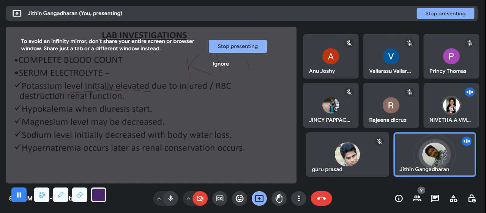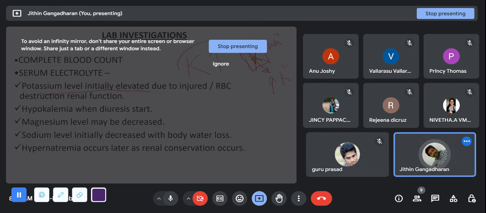See, I have said to you already. In the cell, potassium is the higher content, and in the extracellular, sodium is the higher content, right? So when the cell ruptures, when the cell collapses, in case of burns, all the potassium which is present in the cell will be coming out, thus increasing the potassium level. Okay, so that is the reason.